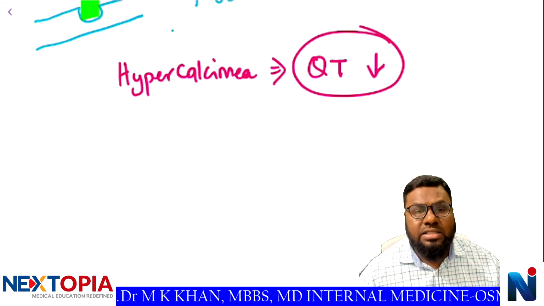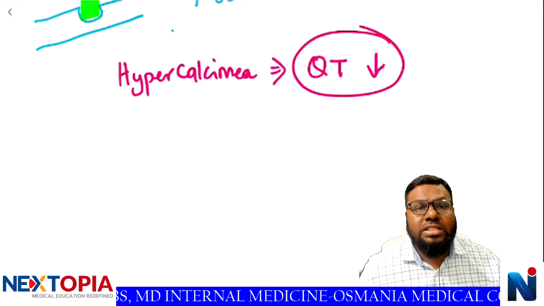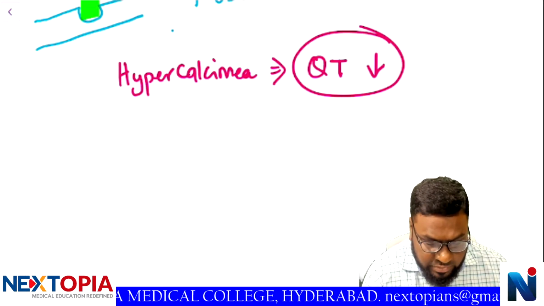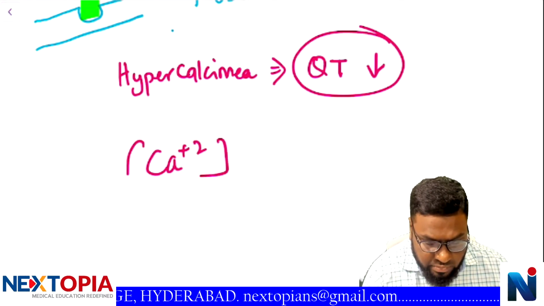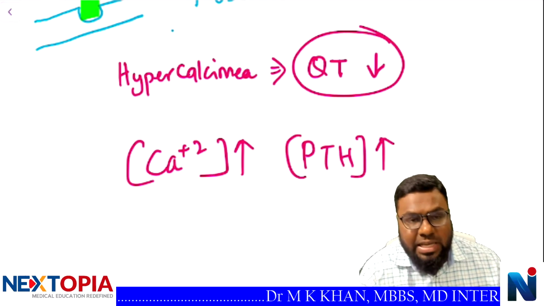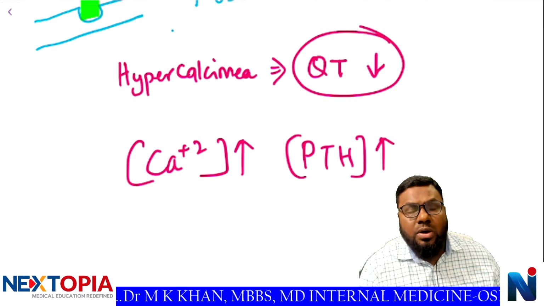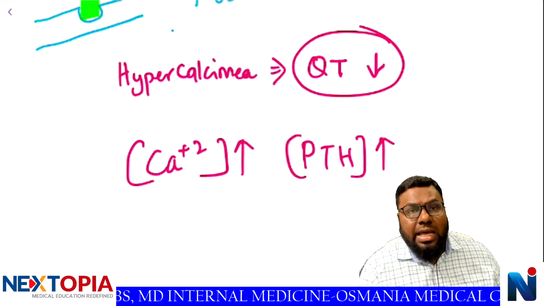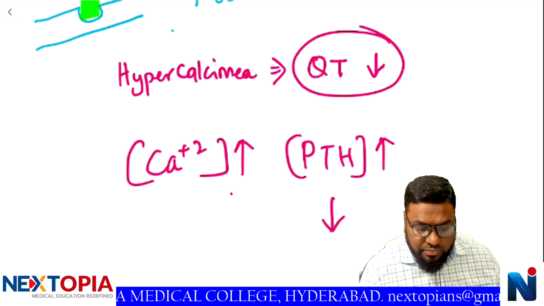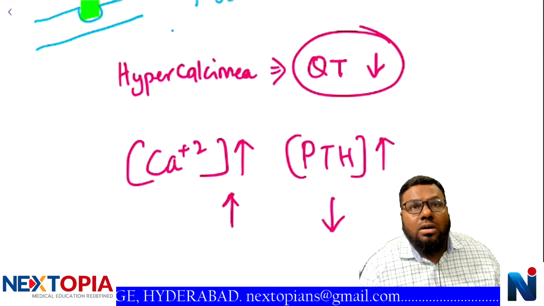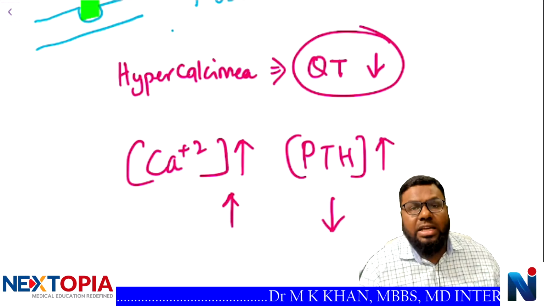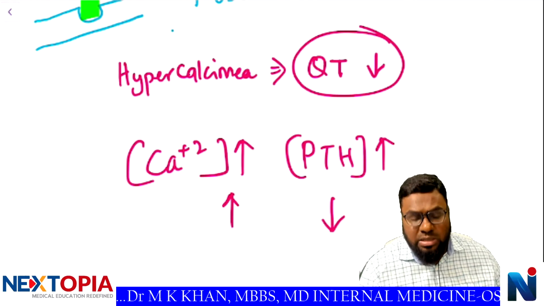So how do you treat this condition? If both plasma calcium and parathormone are elevated, you call it primary hyperparathyroidism. If only plasma calcium levels are elevated, whereas parathormone levels are decreased, then this is not primary hyperparathyroidism. The cause is something else, like parathyroid related peptide or some other cause.